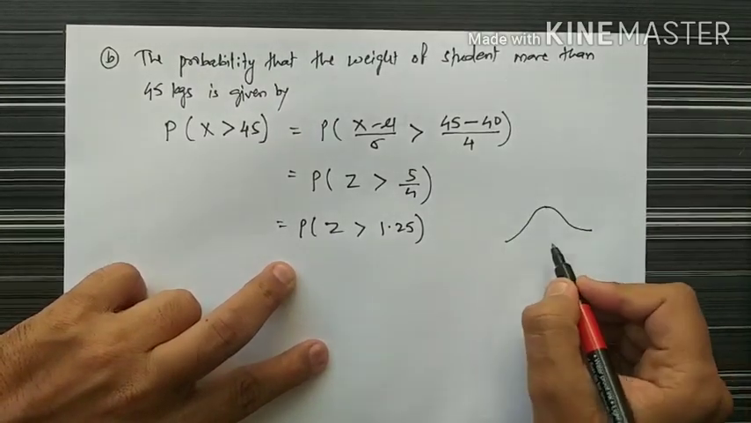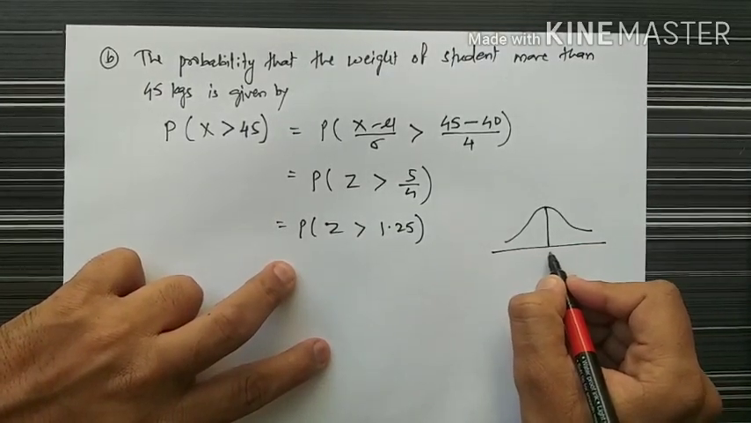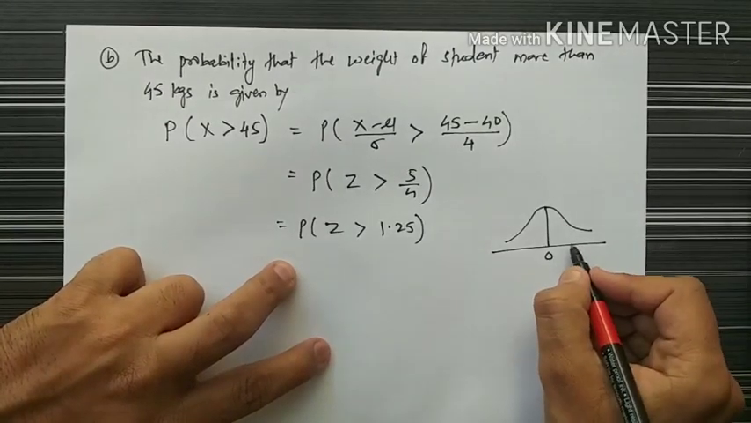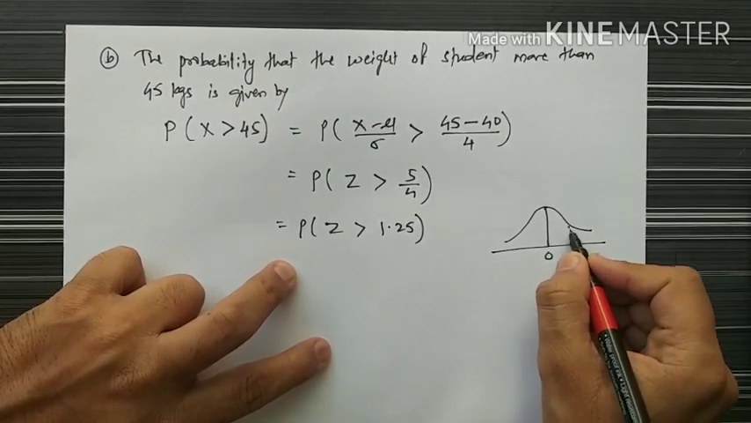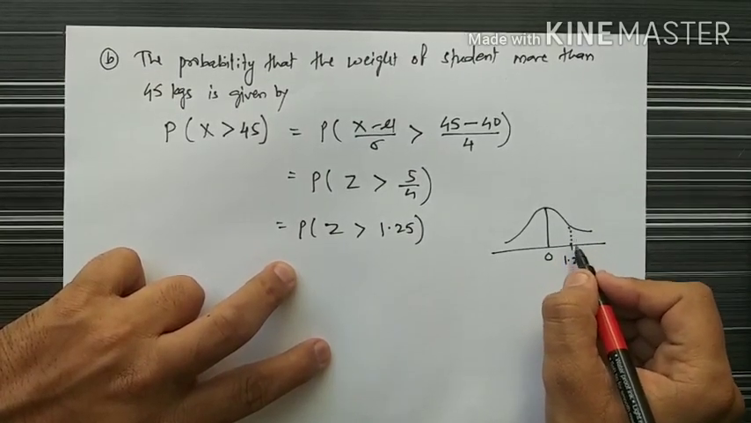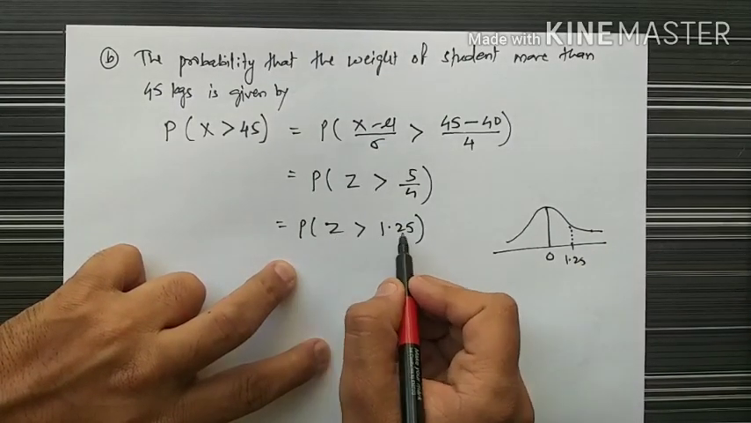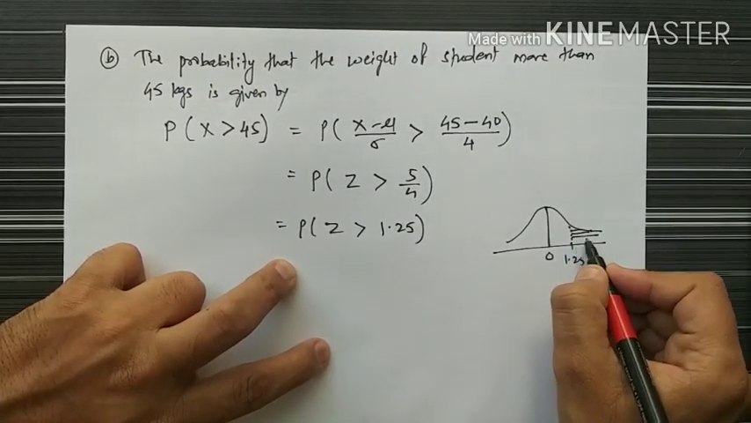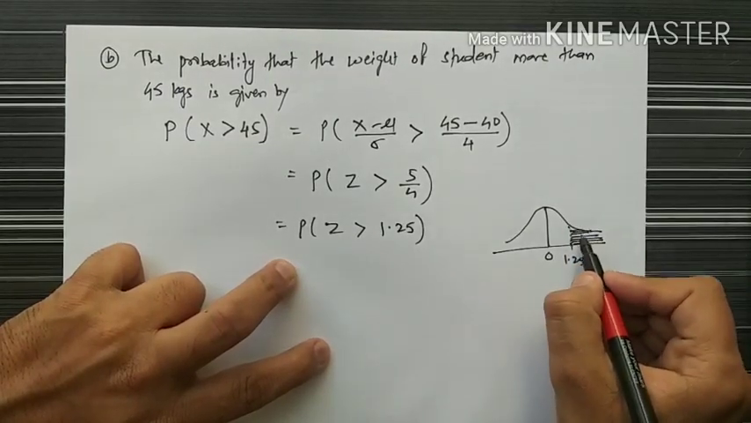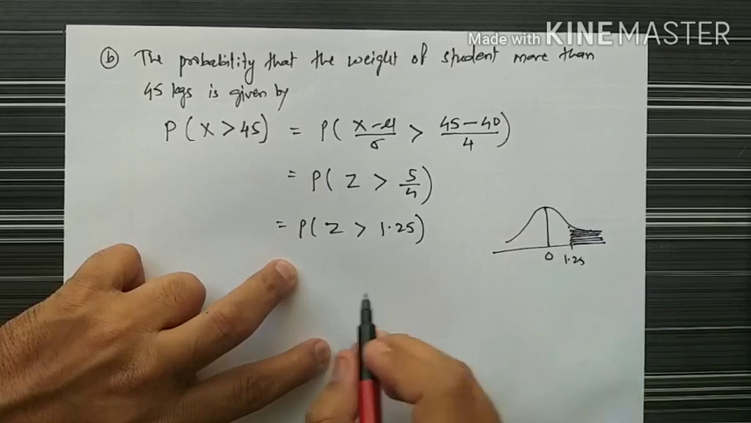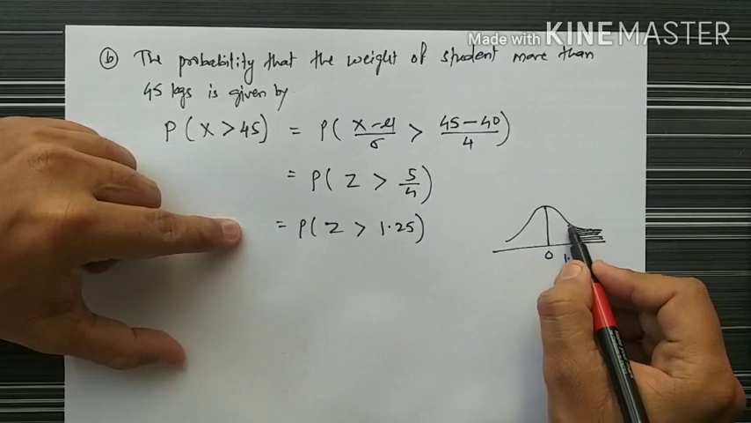By using the standard normal probability curve, we denote this region in the graph. The middlemost value is 0, and 1.25 lies on the right hand side of 0. We have to find the values of Z which are greater than 1.25. The shaded region denotes the values of Z which are more than 1.25 and its probability.